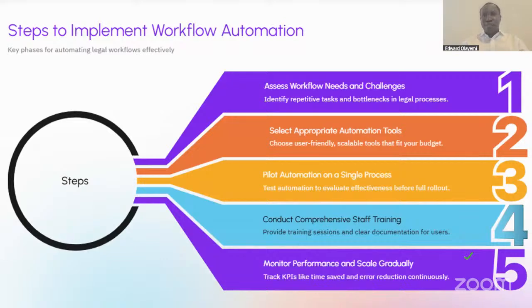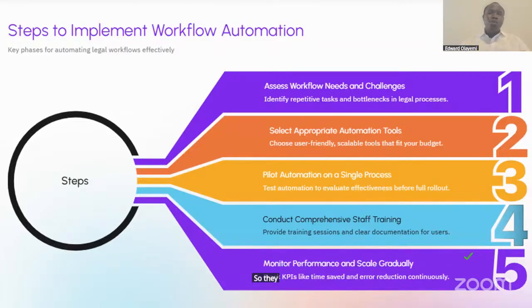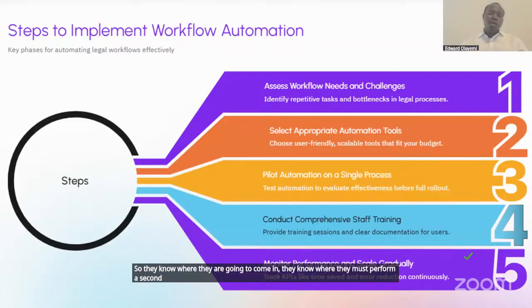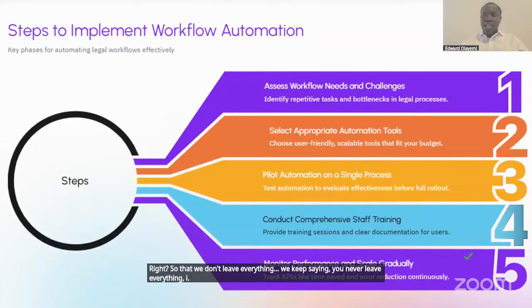Staff training is very important when you deploy a solution. So they know the limitations and they don't assume that, okay, it's going to do everything end to end. They know where they are going to come in. They know where they must perform a second level review, so that we don't leave everything. And we keep saying, you never leave everything to any AI agent, right?